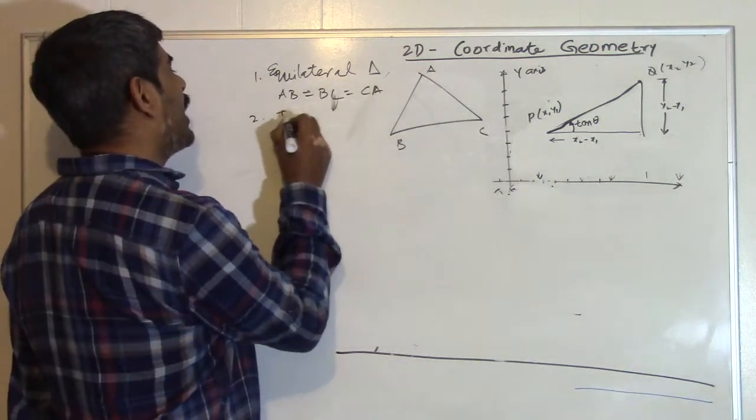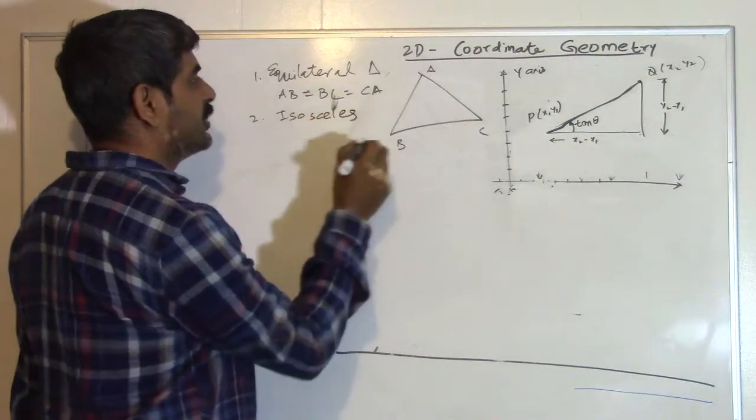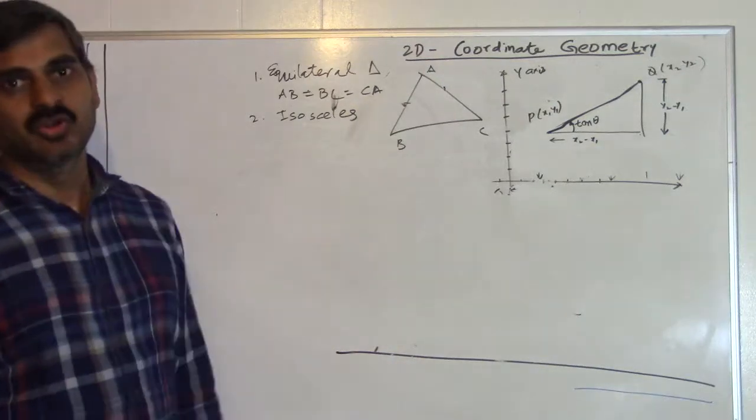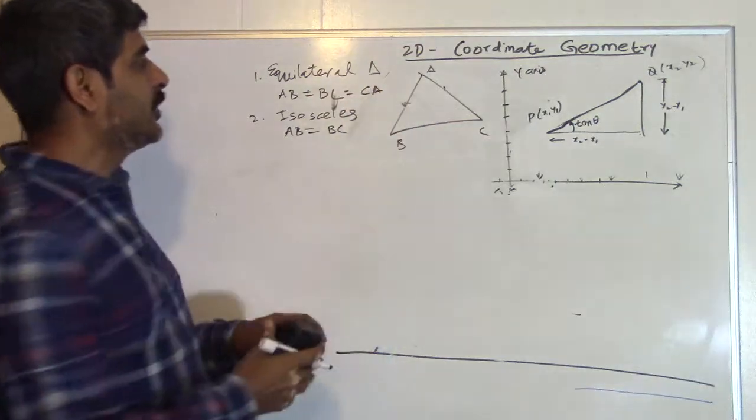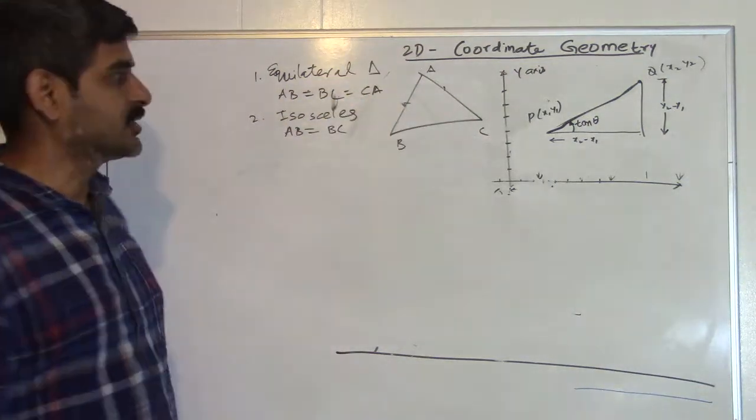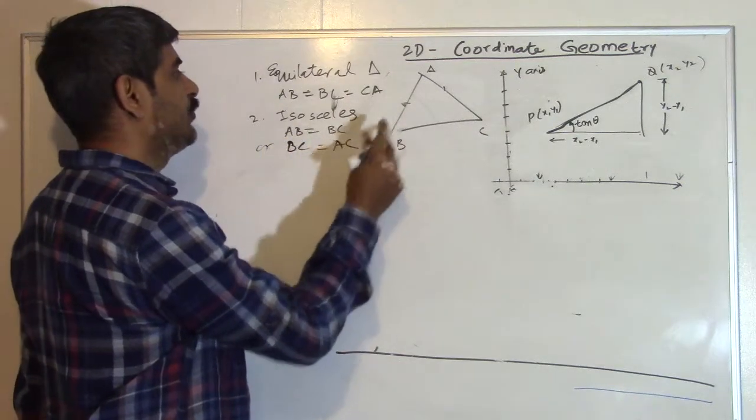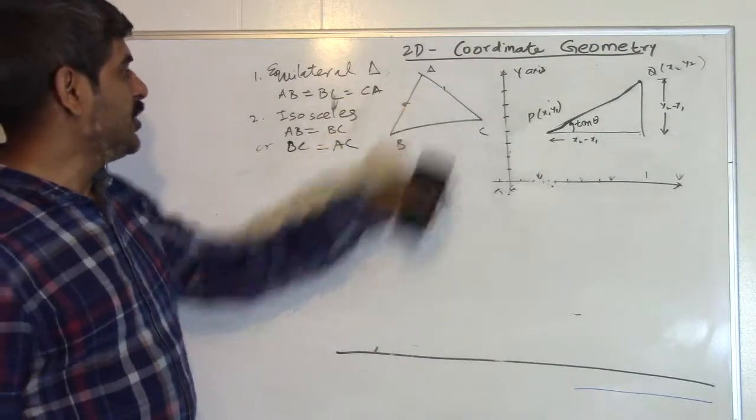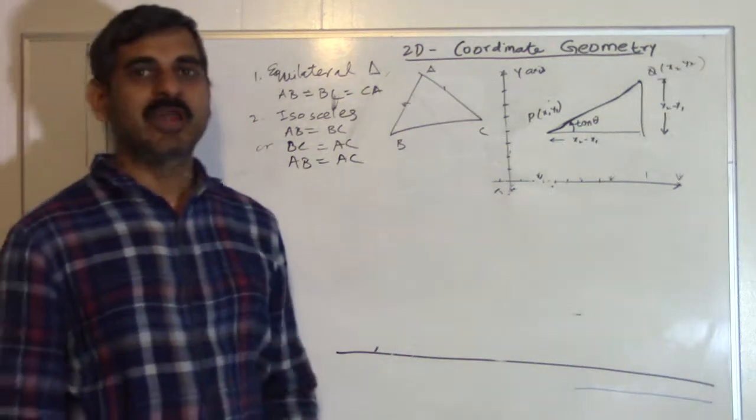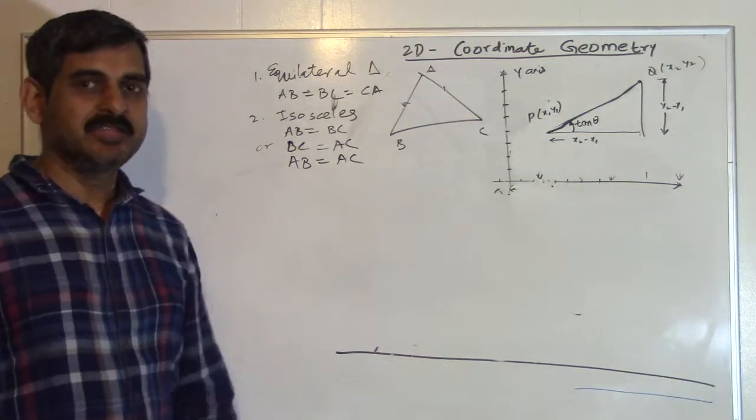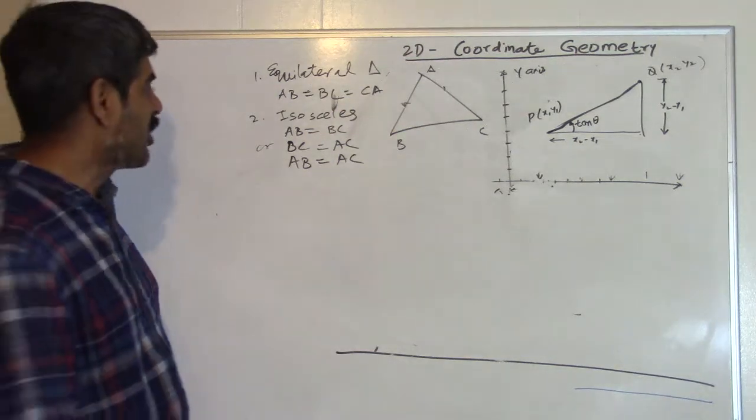The triangle may be isosceles. In an isosceles triangle, any 2 sides are equal. So either AB will be equal to BC, for example, if AB is equal to BC, then the triangle is isosceles. Or BC may be equal to AC, these 2 sides may be equal. Or AB may be equal to AC. So if you are given a triangle, find the length of all 3 sides and see if any 2 of them are equal. That will tell whether the triangle is isosceles or not.